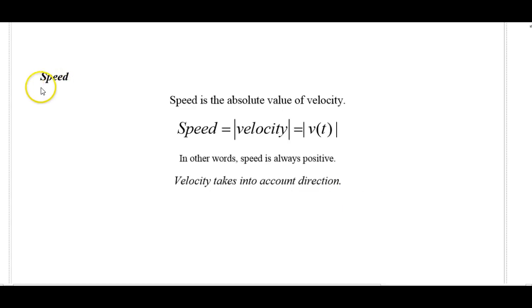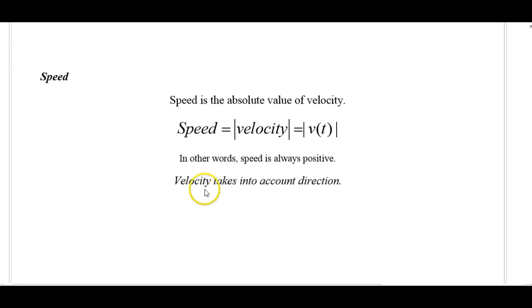The next definition is the definition of speed. So speed is considered to be the absolute value of velocity. So speed, notationally, is the absolute value of velocity, or the absolute value of v of t. So in other words, speed is always a positive quantity.